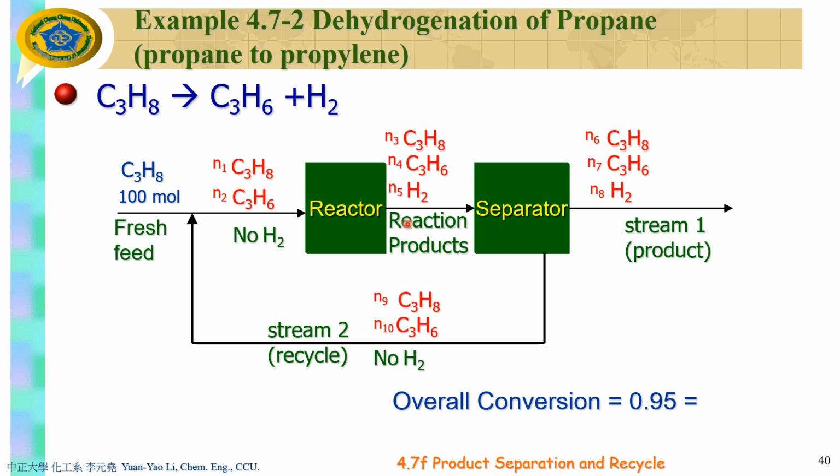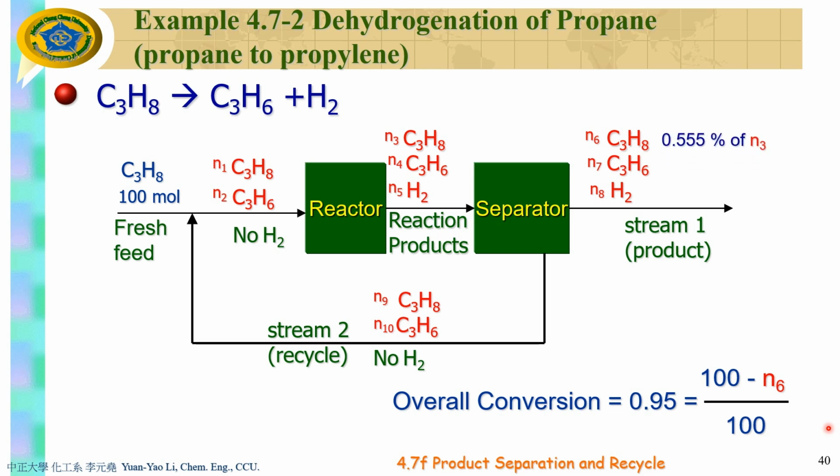Let's write down the specifications. The first one is overall conversion, 95%, which is (100 minus N6) divided by 100. So bingo, you can get N6 first. But this is not the point, because we need to do DOF. You need to find out all the answers, right? So leave this as a specification.